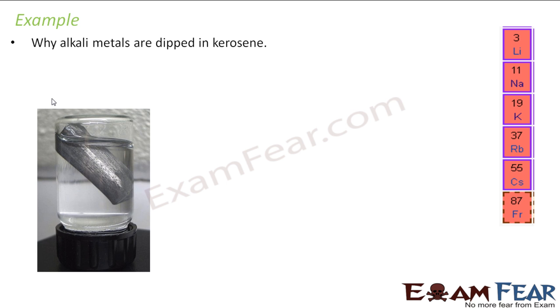This is a good question actually: why are alkali metals dipped in kerosene? The answer is that the moment it is exposed, for example sodium, it will react with water to form NaOH and hydrogen gas. This is what it will form. And please, if you see it's an inverted jar, don't think there is air here. It's all closed, there is no air. It's an inverted jar actually, all dipped in kerosene.